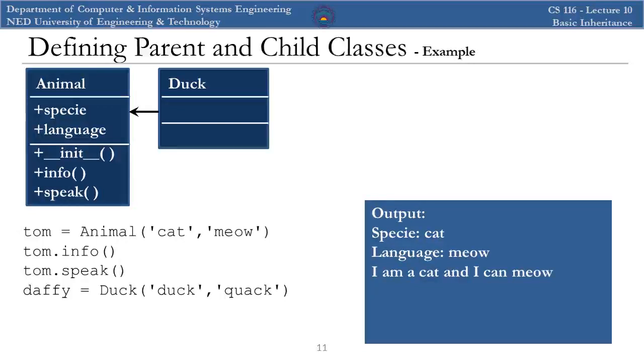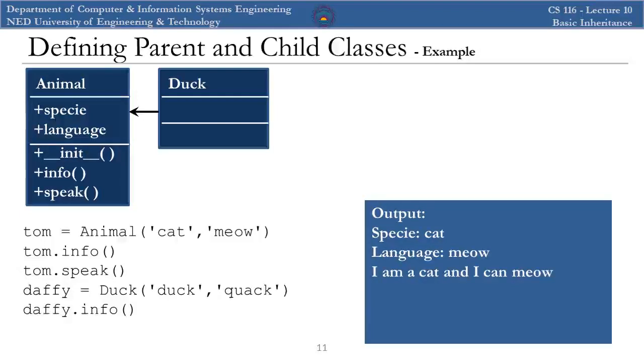But since we have not defined any methods here, after not finding that method in this class duck, Python will search in the next parent class in the hierarchy, which is animal in this case. So the init method of the animal class will be executed, and we know what that method does. It will simply assign duck to species and quack to language. So let's test that it's working.